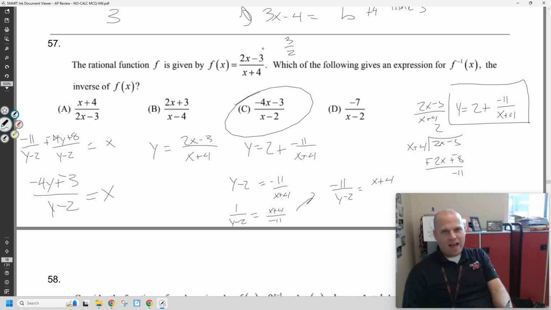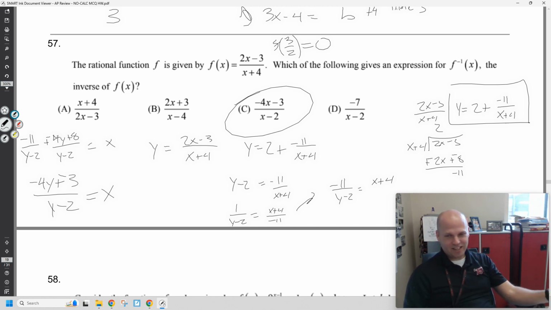If I plug in 3 halves into f, f of 3 halves equals 0. This has got to be the easiest way to check it, besides what I just did, which is insane, and I've never done it that way, dividing first.